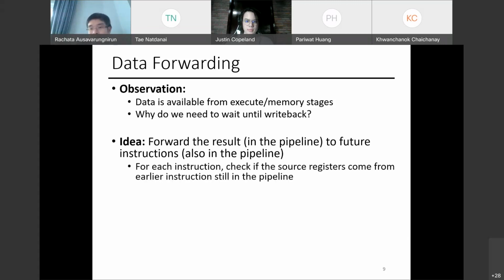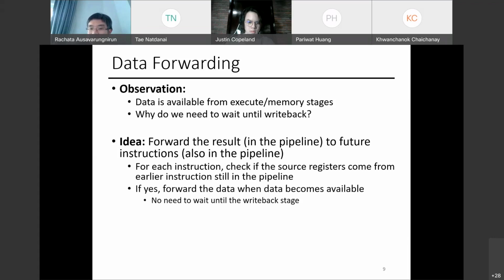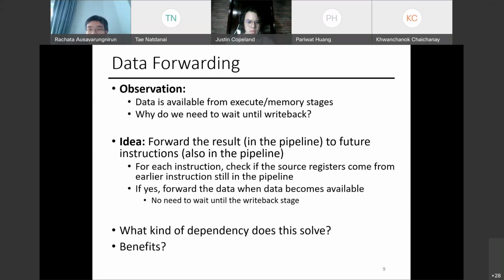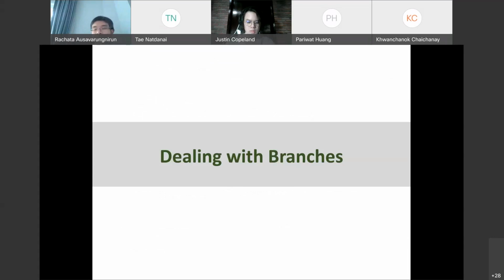So we forward the results, right, for the future instruction that needs the data. For each of these instructions, we check the source. If they're still in the pipeline and the source is available, we forward them. Right? This would solve read after write dependency. The benefit here is faster, essentially. So that's the recap for the lecture on Thursday.